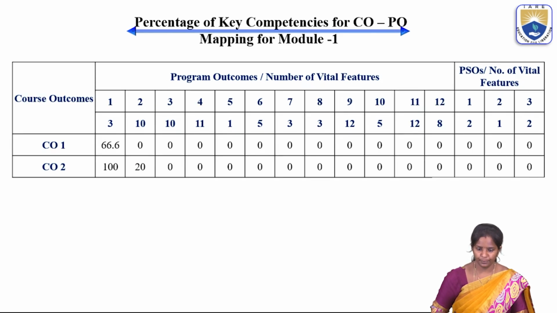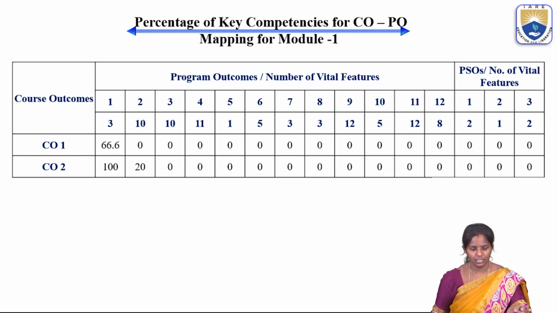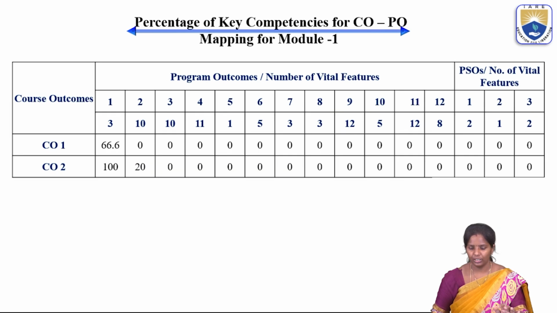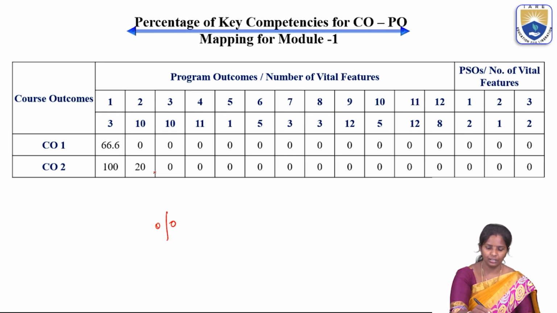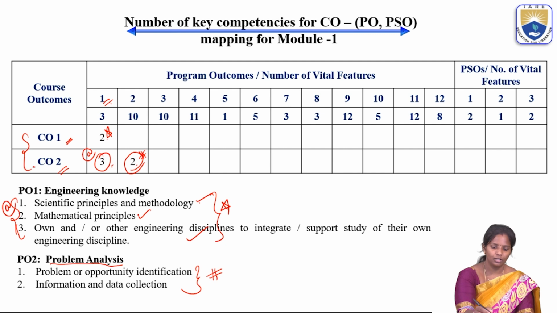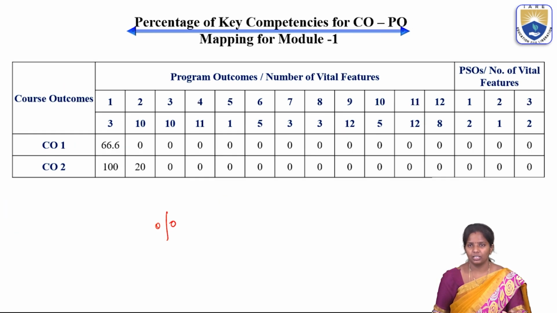Then there is the percentage of key competences that are taken. If we take the percentage, 2 by 3 will give 66.6, and 3 by 3 gives 100. So that is how a percentage is calculated. Then 2 by 10 into 100 will give 20. So this is how the percentage is calculated, based on the formula that we use for the course outcomes, POs and the key competences.